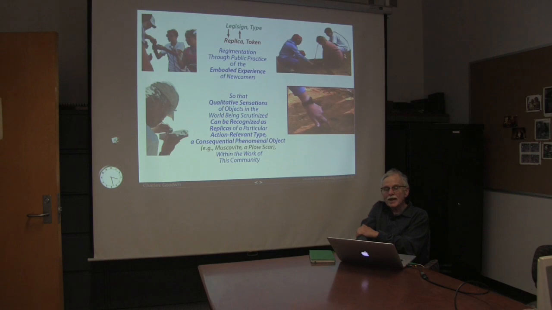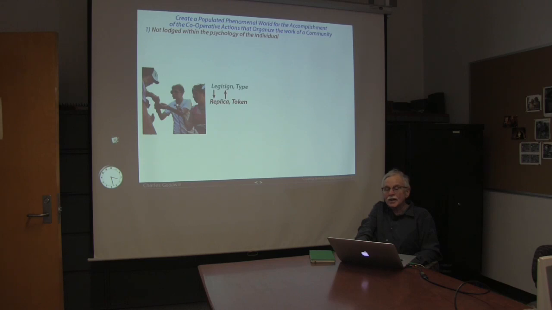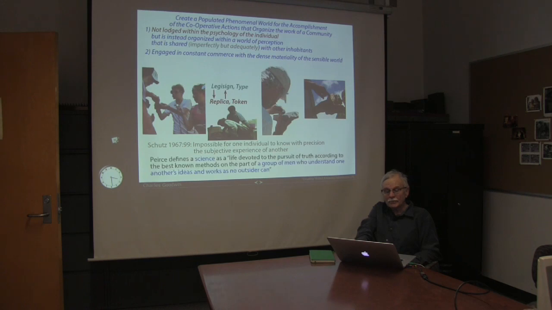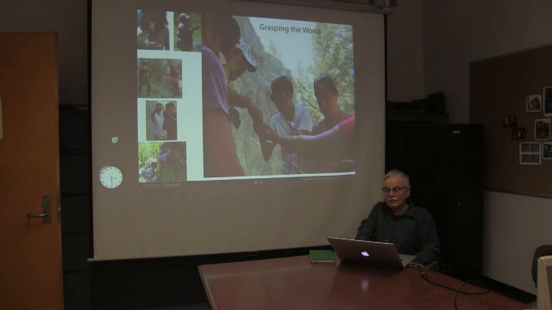So you regiment experience so that the qualitative sensations of objects can be recognized as replicas of a particular action-relevant type, a consequential phenomenal object. And in this way, we're creating a populated phenomenal world that's not lodged within the psychology of the individual, but instead within a world of perception that's shared imperfectly with other inhabitants. And that's probably enough for this.